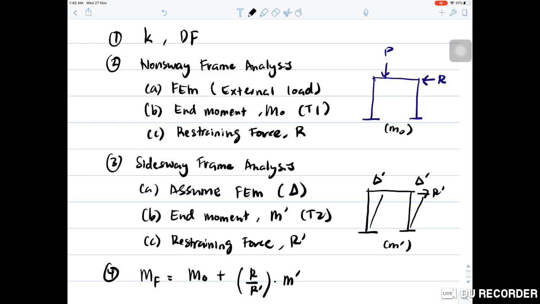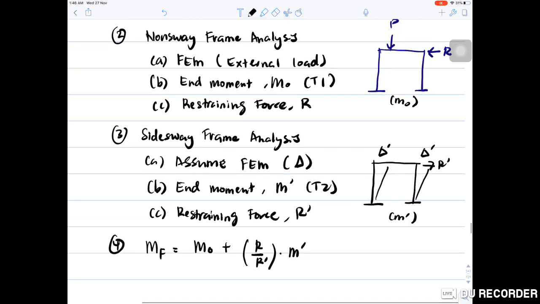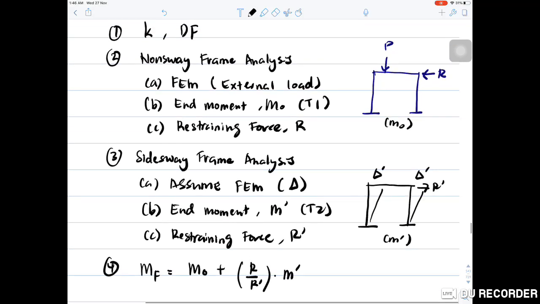We will calculate the end moment from table 2, and the end moment is M prime, and after that we will calculate the restraining force R prime. Actually, step number 2C and step number 3C are the same process. And lastly, we can determine the final end moment, which is M naught plus R divided by R prime times M prime. This actually fulfills the principle of superposition.